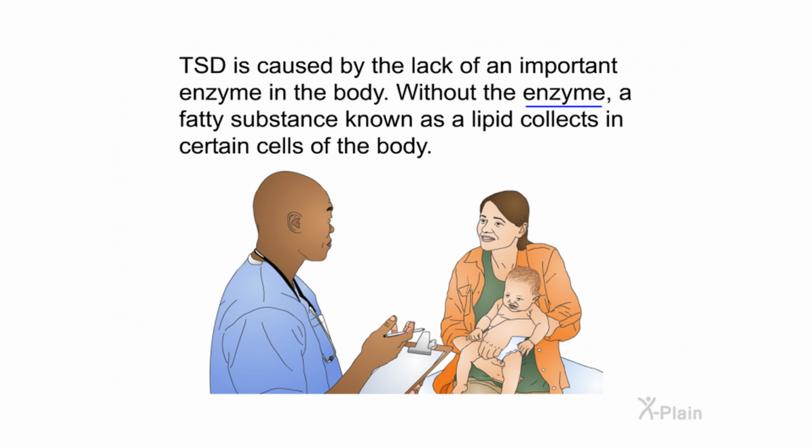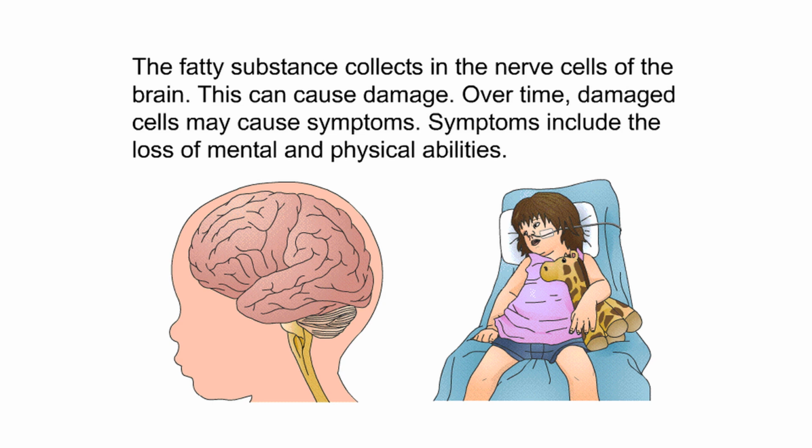TSD is caused by the lack of an important enzyme in the body. Without the enzyme, a fatty substance known as a lipid collects in certain cells of the body. The fatty substance collects in the nerve cells of the brain. This can cause damage. Over time, damaged cells may cause symptoms. Symptoms include the loss of mental and physical abilities.